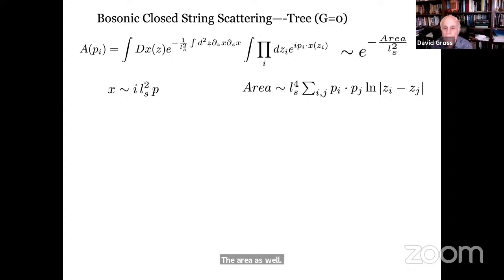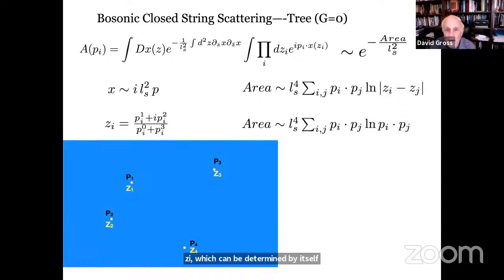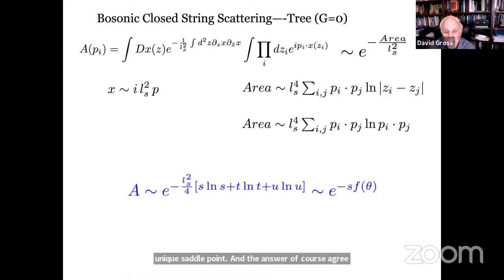The integral is not just over the string, but over the positions, the moduli of the world sheet, the positions of the vertex operators Zi, which can be determined by the so-called scattering equations, which are essentially the equations that determine the positions of electrostatic null charges that are placed on the Riemann sphere. For the case of the four-point amplitude, there's a unique saddle point, and the answer of course agrees with the Veneziano formula, which behaves like e to the minus L string squared times s, times some function of the scattering angle, which is not important.